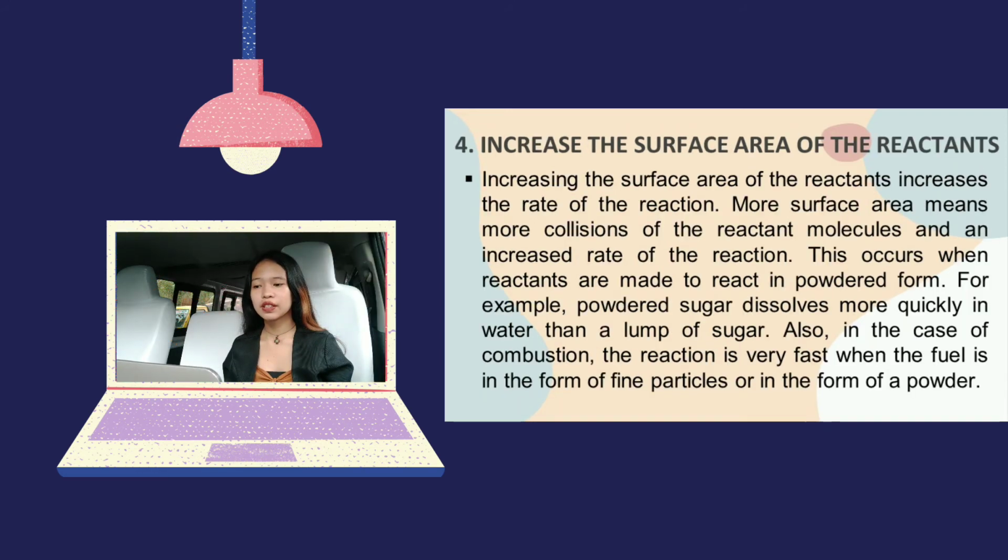Fourth, increase the surface area of the reactants. Increasing the surface area of the reactants increases the rate of the reaction. More surface area means more collisions of the reactant molecules and an increased rate of the reaction. This occurs when the reactants are made to react in powdered form. For example, powdered sugar dissolves more quickly in water than a lump of sugar. Also, in the case of combustion, the reaction is very fast when the fuel is in the form of fine particles or in the form of a powder.